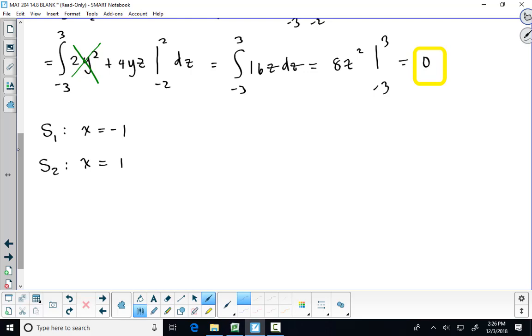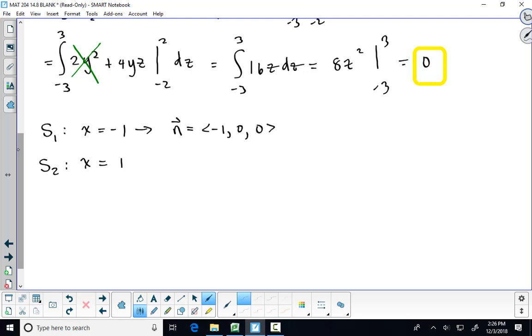Outward normal, what did you say? 1, 0, 0. So if we think about x equals -1 is here and x equals 1 is here, the outward normal has to be pointing backwards. So it's -1, 0, 0. So it's pointing backwards. So its normal is going to be -1, 0, 0.